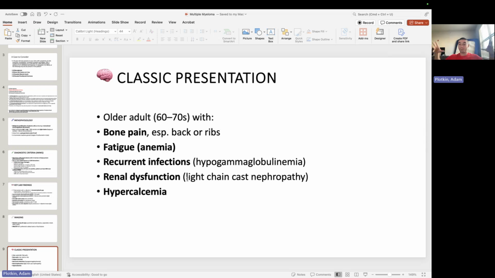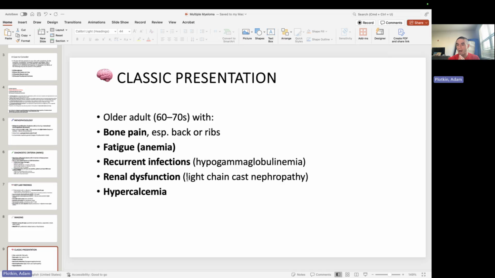So again, let's think about our classic presentation. We've now just gone over a ton. Let's put it more together. Older adult, so we're thinking someone past 60 years old. They've got bone pain in their back, their ribs, maybe even their skull. They've got fatigue, maybe secondary to the hypercalcemia or the anemia. They've got these recurrent infections.